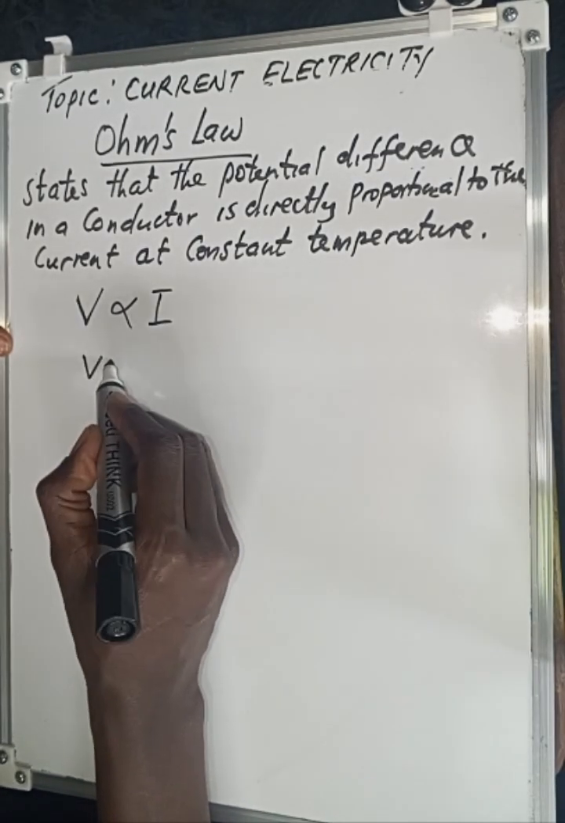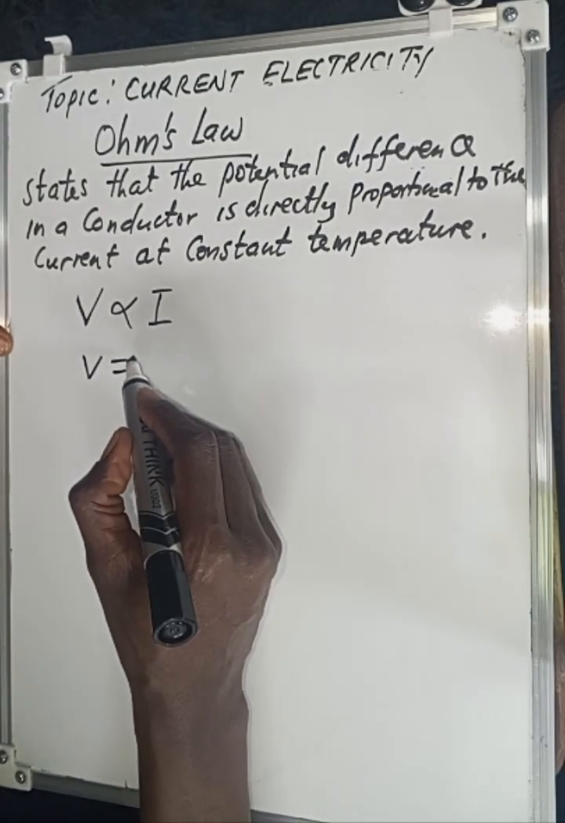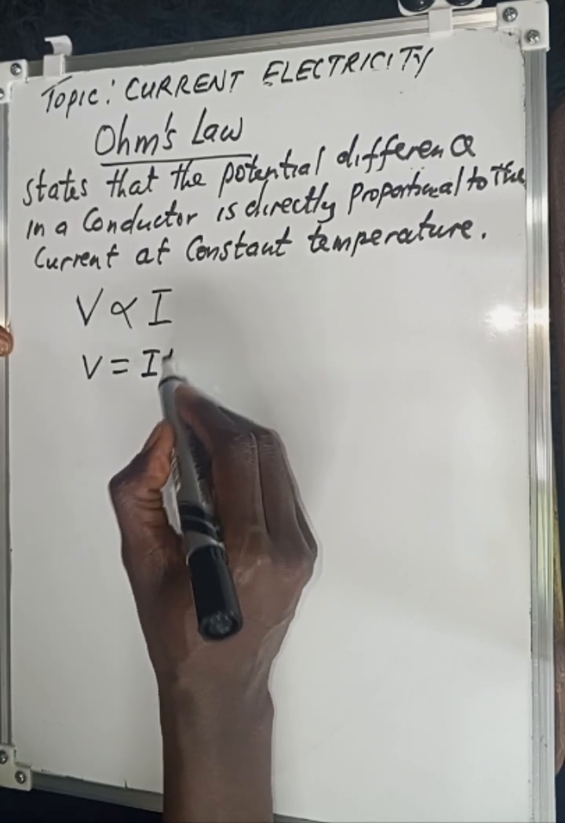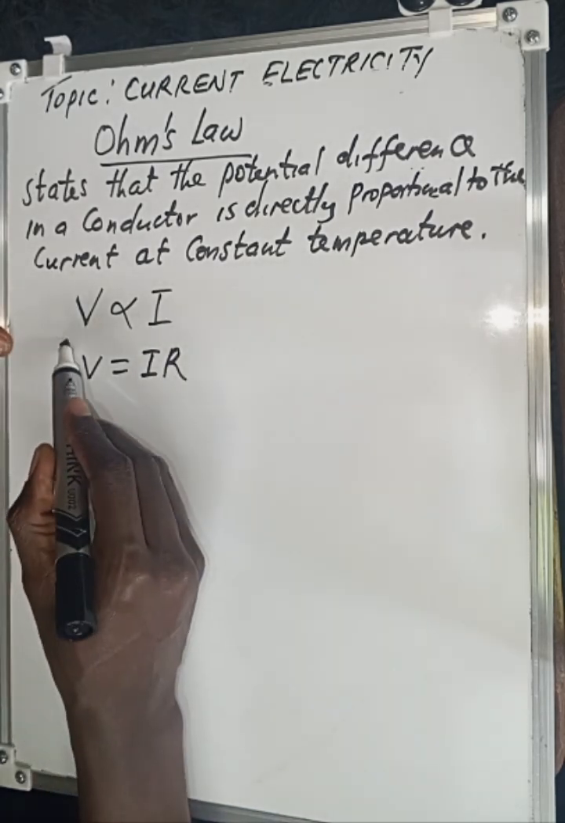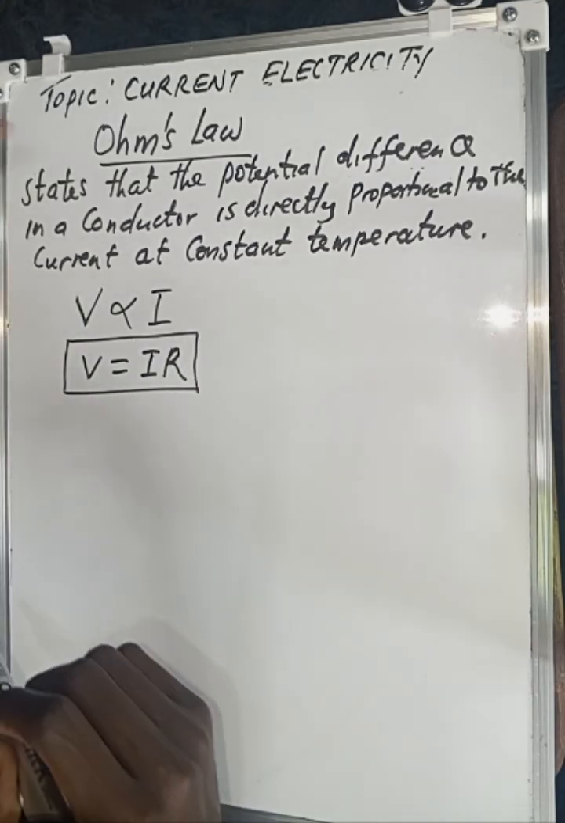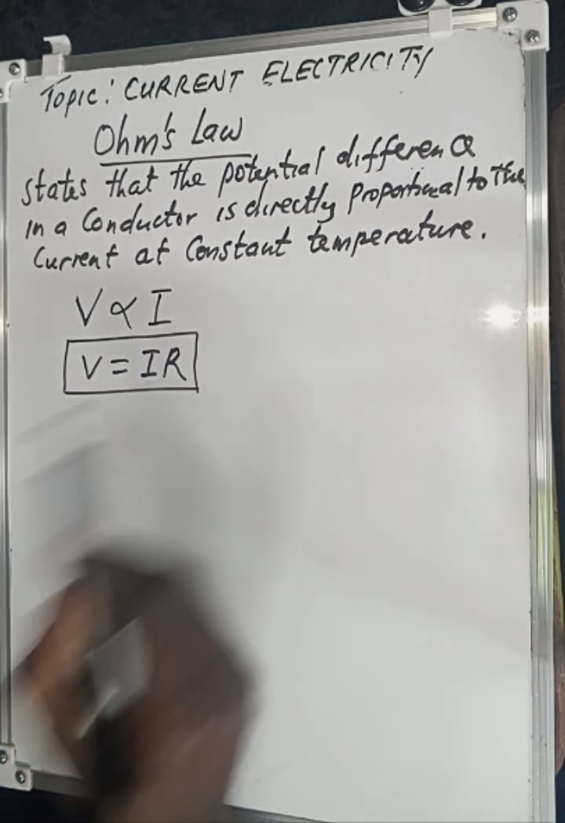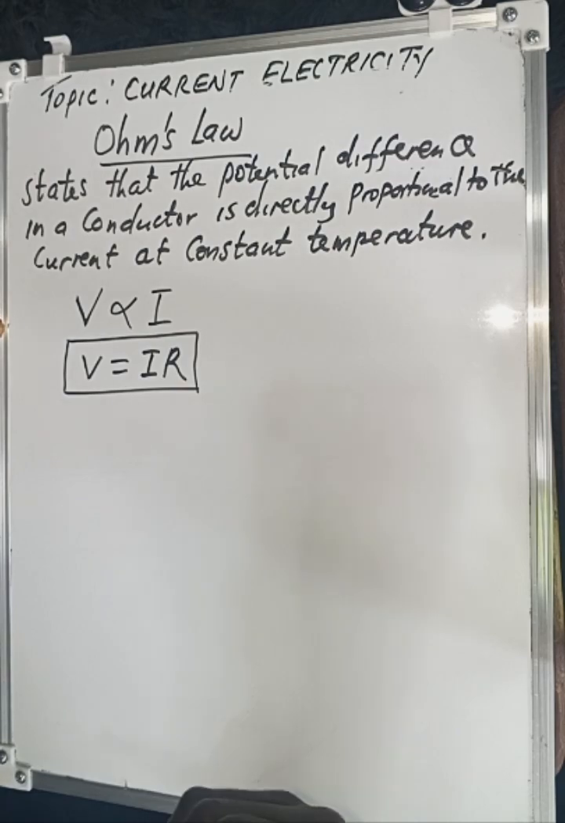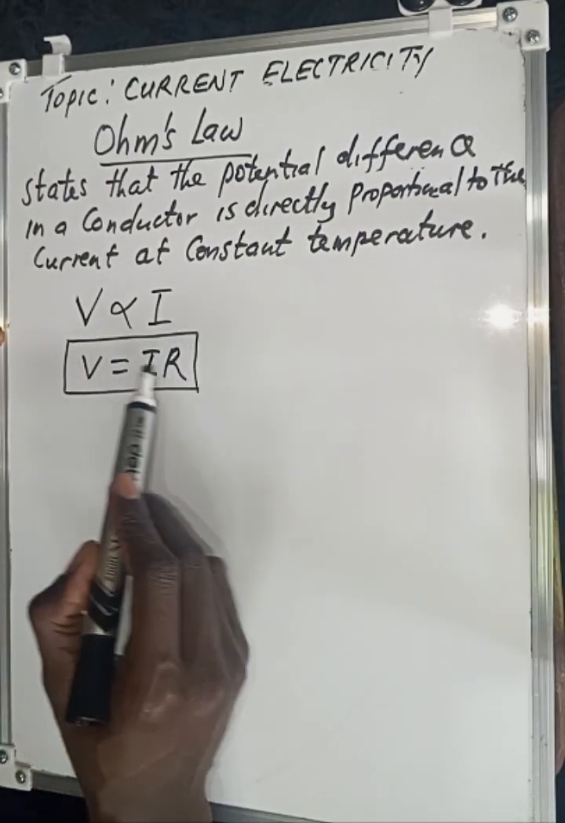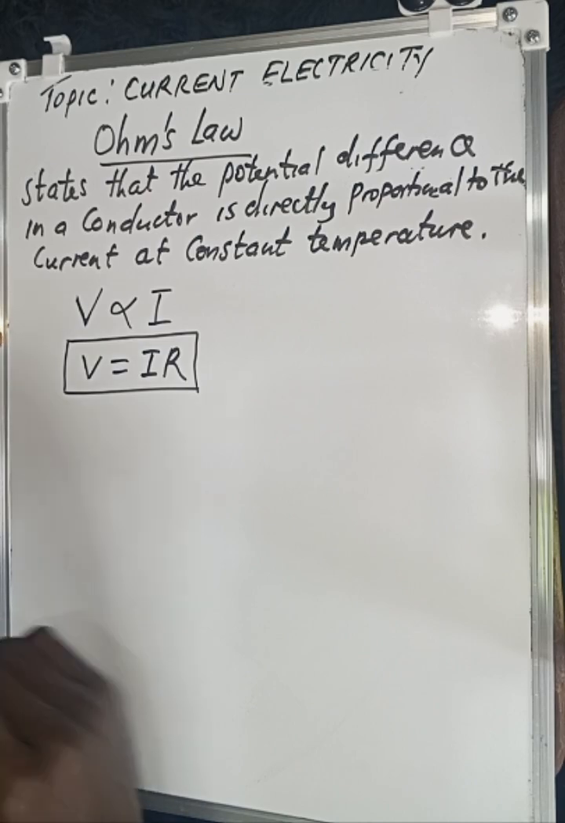So when you introduce the equal sign, you introduce a constant, but our constant here is going to be R, so it is going to multiply by that. And this gives you the famous formula for Ohm's law. Voltage is equal to current times resistance. Remember, we also talked about voltage, but according to Ohm's law, voltage is equal to current times resistance.